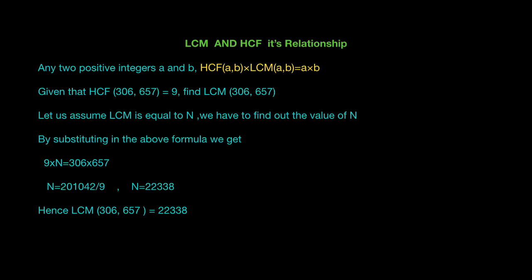Look into it. You have to find the LCM. They have given the value of HCF and you also know both the numbers, that is 306 and 657. So it is very simple: the LCM is the product of these two numbers divided by the given HCF. That will give you the answer, that is 22338.